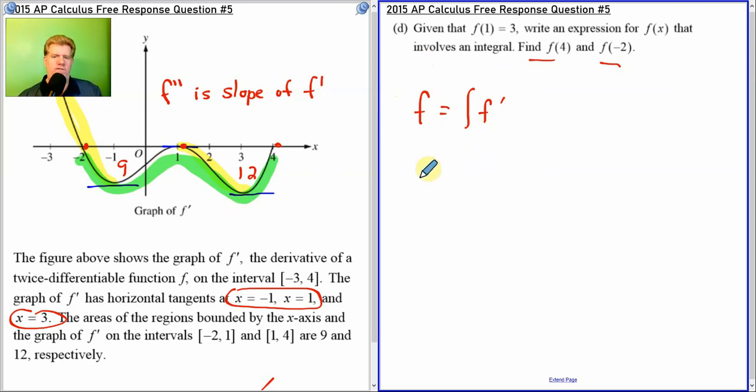Now if you look at f of 4 specifically, we are going to go to 4. Now the question is, where do we start? The area of what? All of it? Nah, our clue is right here. We're starting at 1, and here's the reason why.